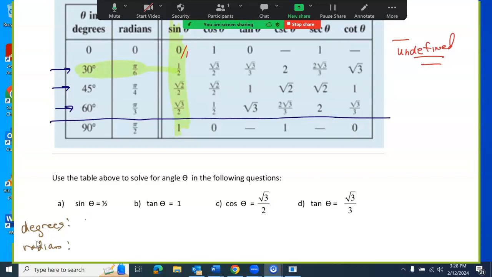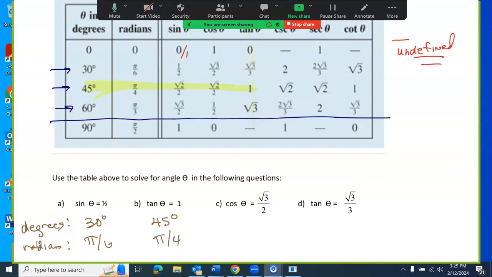Okay, so it was 30 degrees or pi over 6 radians. All right, so let me erase that. And let's do the next one. This one says, what angle has a tan of 1? So go down the tan column, which is right here. And here's your 1. Go across, pick up the angles. So they're either going to be in degrees, 45 degrees, or in radians, pi over 4.